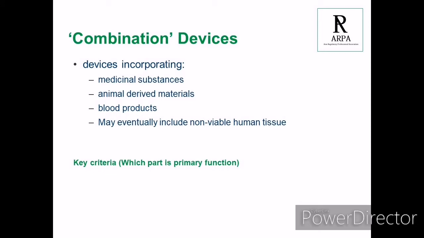Sometimes you will see a product we call a combination product, like a drug and a medical device combined together. Then how do you know their classification? Is it a drug or a device? Again, the key criteria is you need to determine which part is the primary function. If the primary function is a device, then it could be the device.